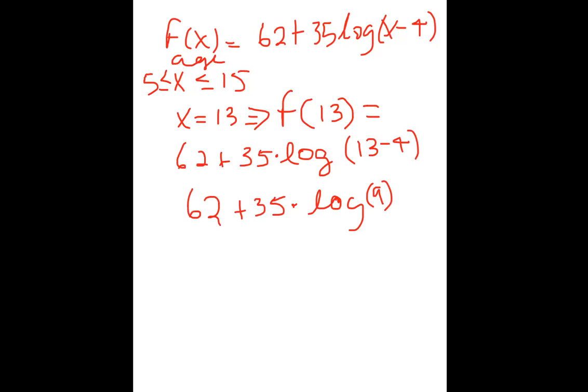So on your calculator, you do 62 plus 35 times log of 9. Okay, somebody go ahead and type this into the calculator. Remember, this is going to turn out to be a percent. Please do it for me, please. 97.9%. Well, it was 98%. Okay, that's fine. It just rounds up to 98%.